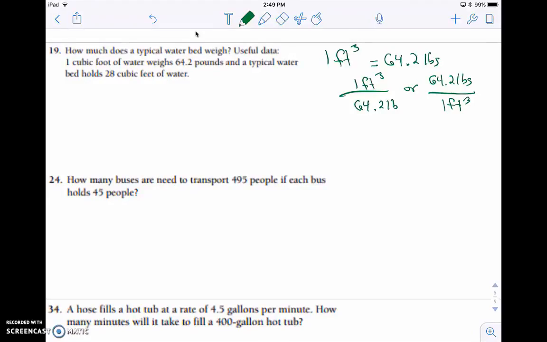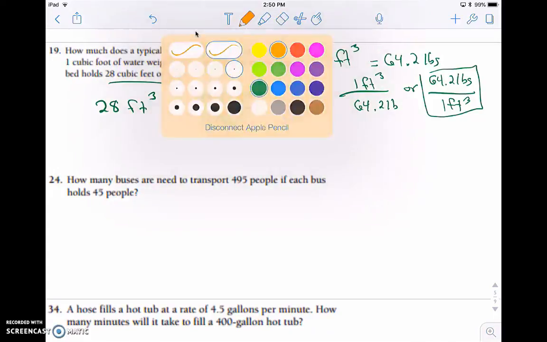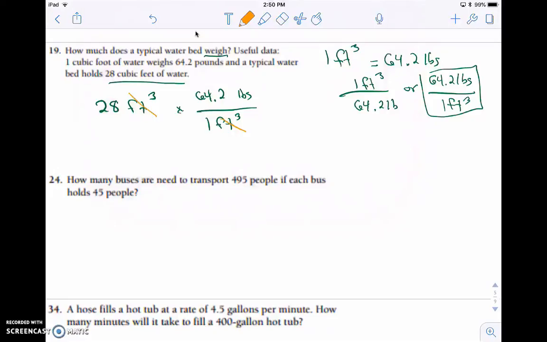And we want to now figure out the weight. So we want to know how much does this thing weigh. So in the end, we're going to be looking for a weight, so we want pounds in the end. And we know that this particular waterbed holds 28 cubic feet of water. So we want to now convert. So we have 28 cubic feet of water in the bed, and I want to cancel out the cubic feet and have pounds in the end, so I'm going to use this conversion fraction right here, because that will cancel cubic feet and leave me with just pounds. So I'm going to times it by 64.2 pounds over 1 cubic foot.